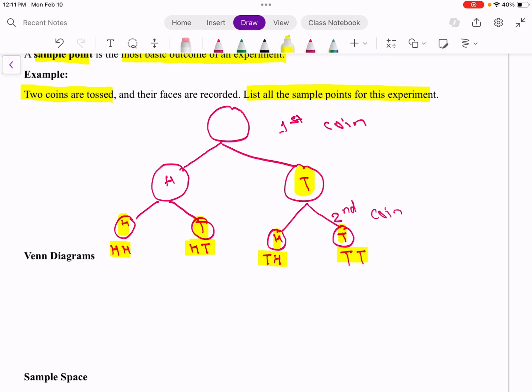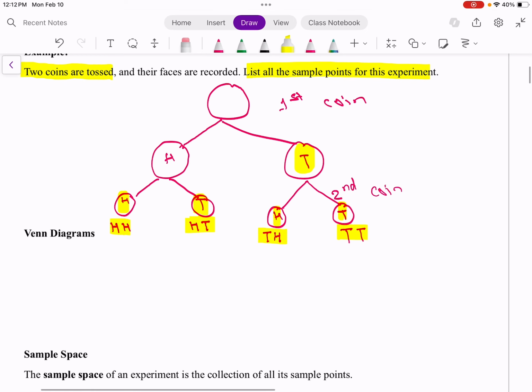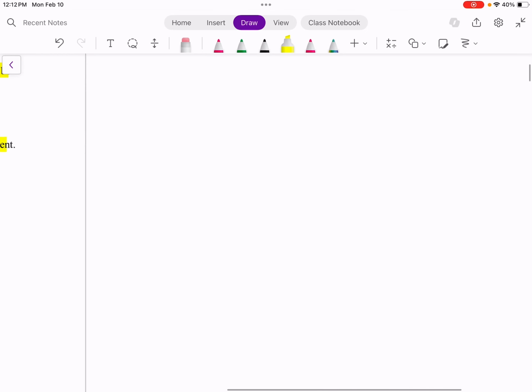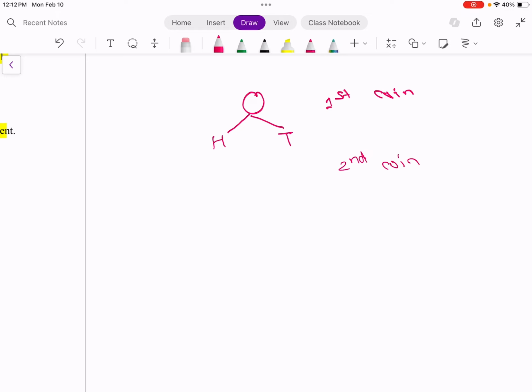Let's see what the possible outcomes are. Let me start from scratch. So we have a coin, right? We toss the first coin, and we might get head or tail. From the first coin we might get head or tail. Now let's toss the second coin. Let's say we have head in the first, then we might get head or tail. If you have a tail in the first coin, the second coin might be head or tail.